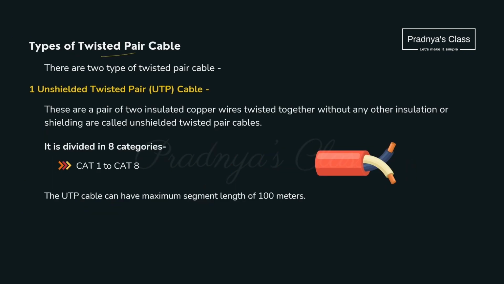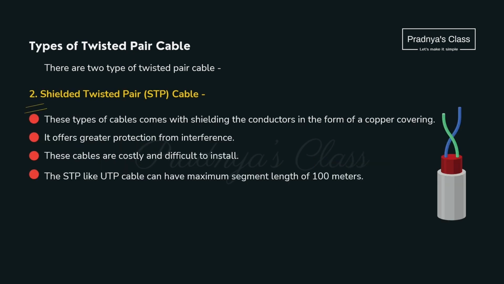In twisted pair cable, there are 2 types. The first one is unshielded. Here the copper wire will be without any insulation or shielding. And the second type is shielded twisted pair cable. In this type of cable, the conductors will be shielded with copper wiring. That's why it provides protection from interference. It is costly also and difficult to install.